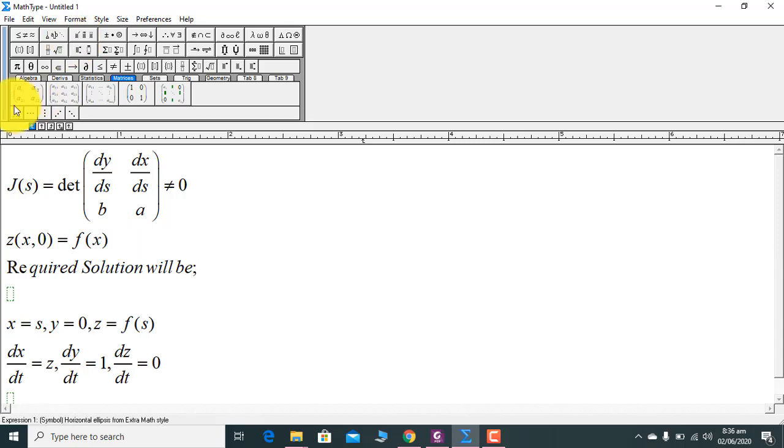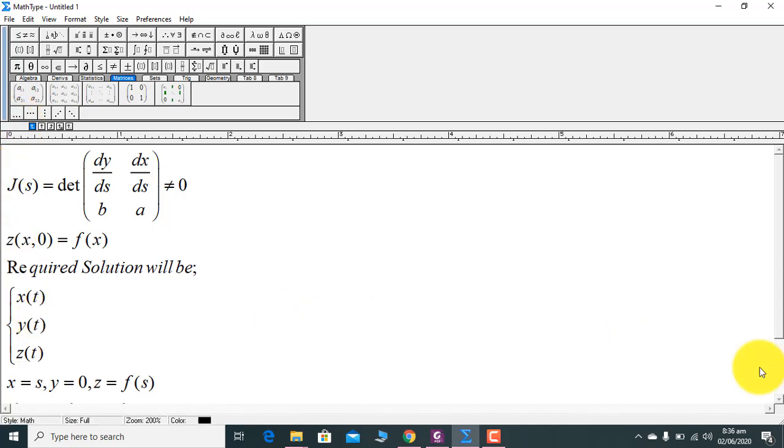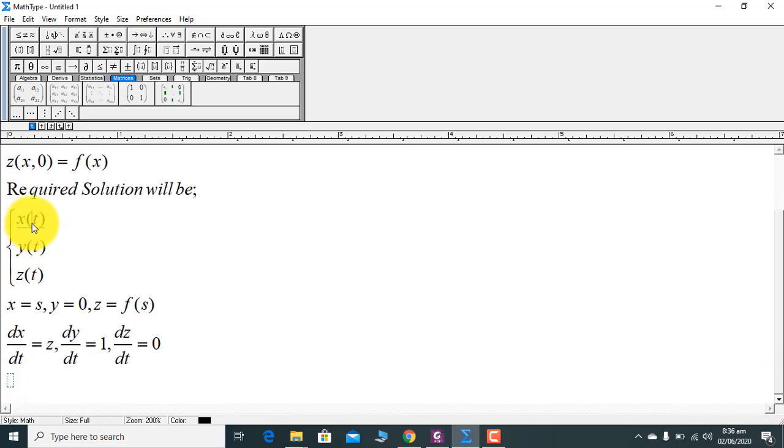In parametric form, mathematically, parametric forms are written like that: x of t, y of t and z of t. This is the way to write the solution only when you are not given an initial value problem. But since you are given an initial value problem, you must also insert the parameter which was used for the initial value problem. The parameter which was used for the initial value problem was s.